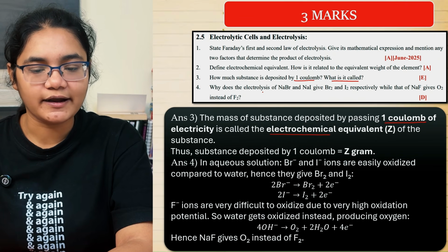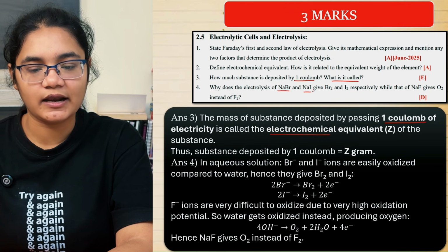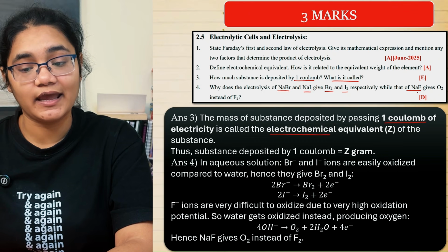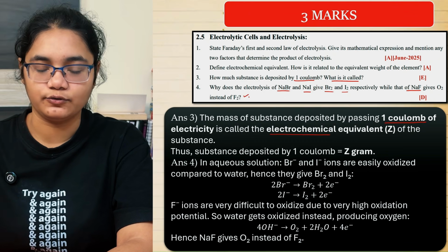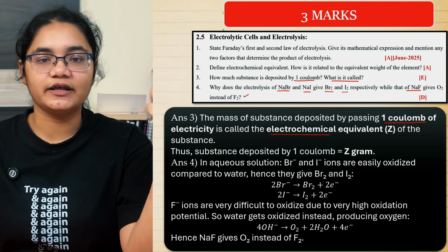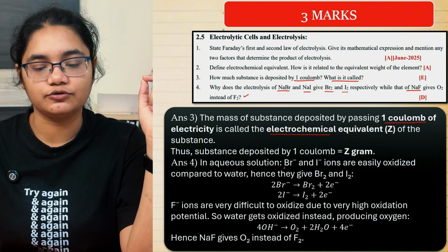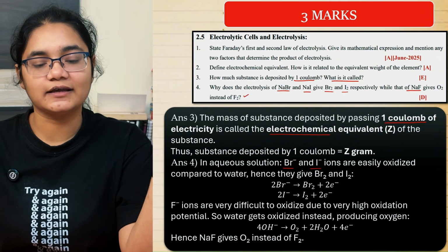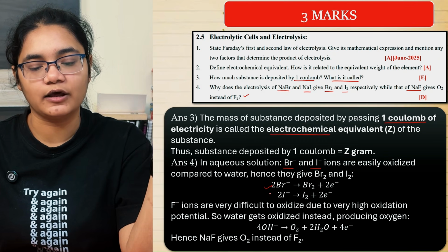Why does the electrolysis of NaBr and NaI give Br2 and I2 respectively, while that of NaF gives O2 instead of F2? Now see, the products of electrolysis depend on the reduction potential. In aqueous solution, Br minus and I minus are easily oxidized as compared to water, hence they give Br2 and I2.